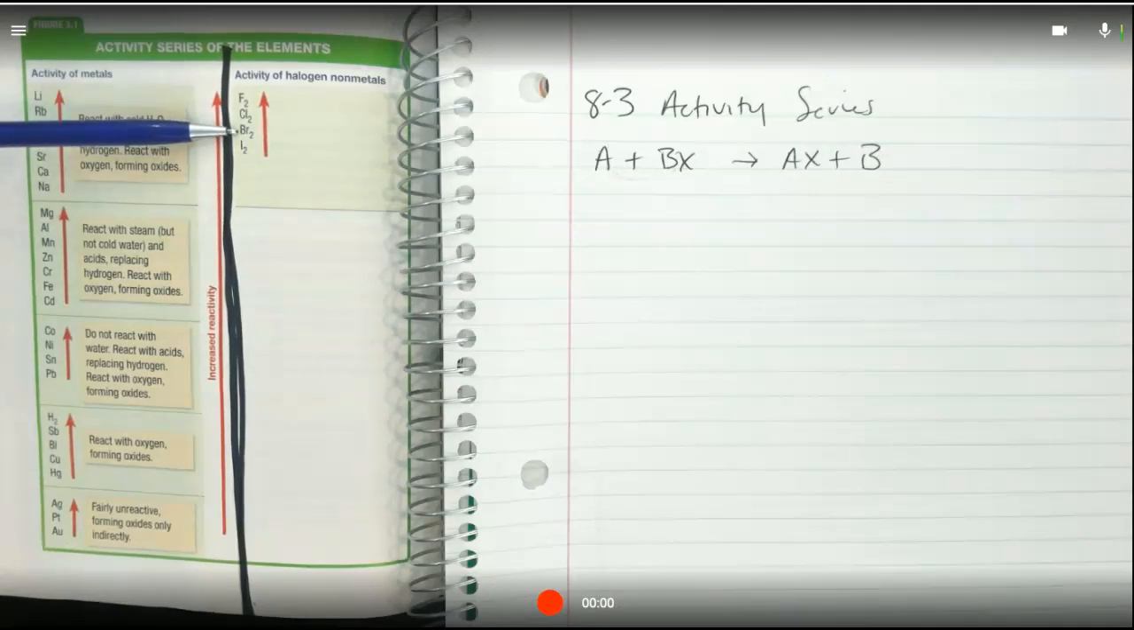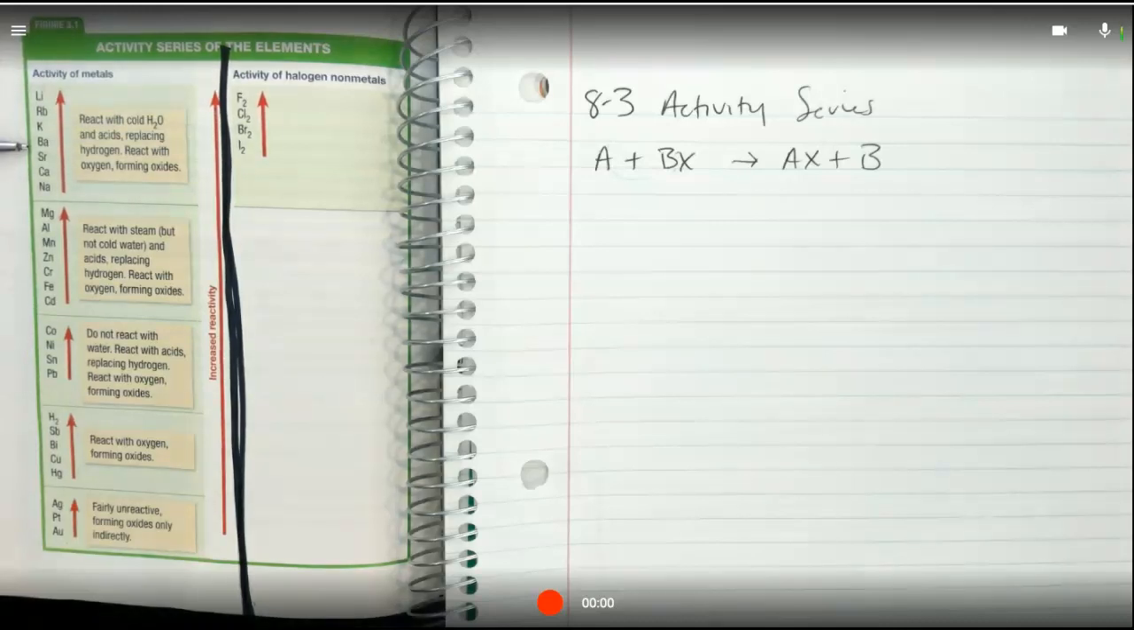If we take a look at bromine, bromine can only replace what's below it on the activity series. So bromine can replace iodine, but it cannot replace fluorine or chlorine. So the activity series, an element can replace whatever is below it. It cannot replace what is above it.